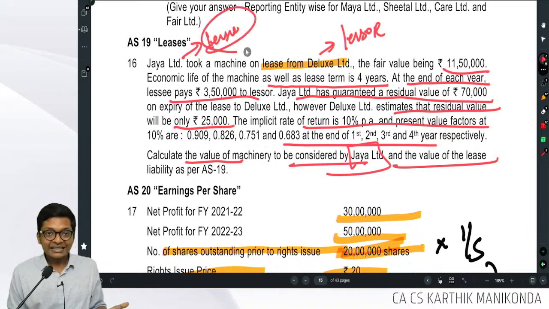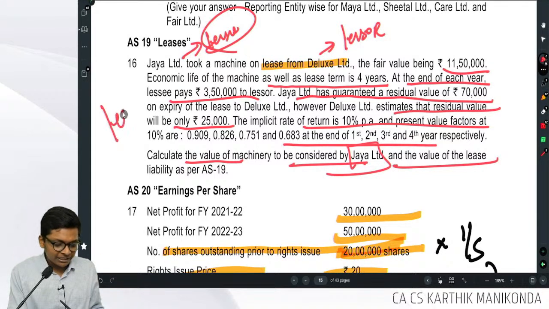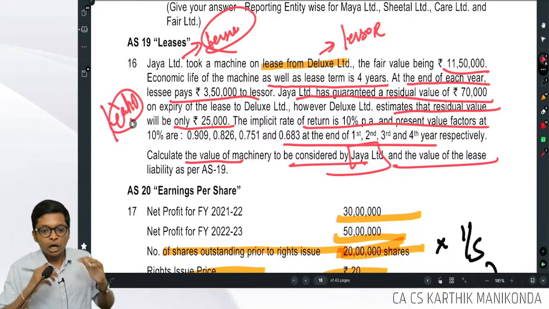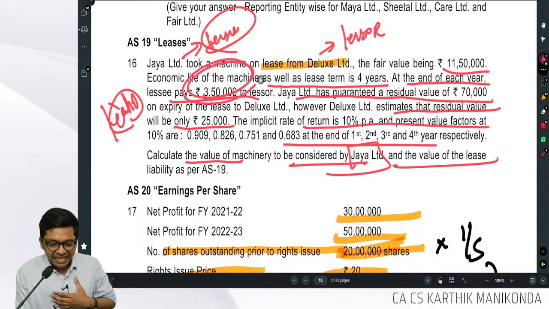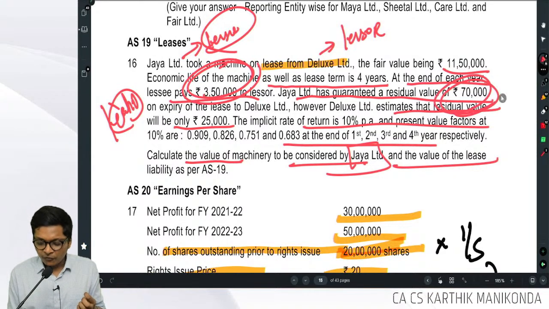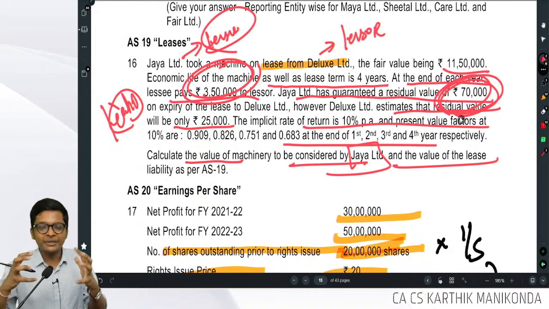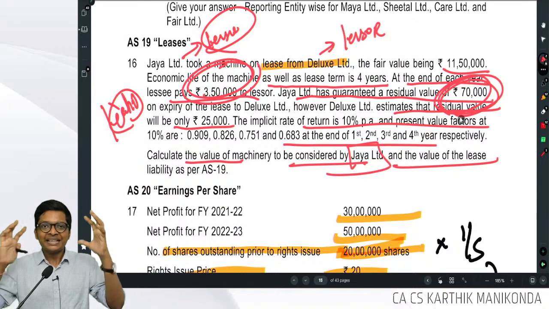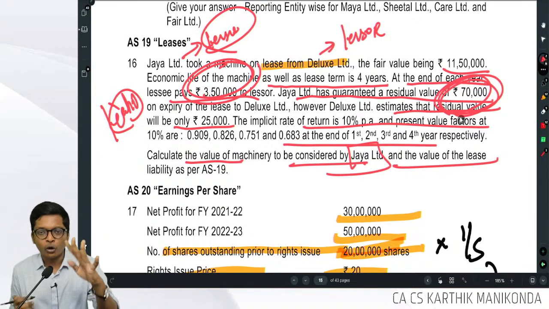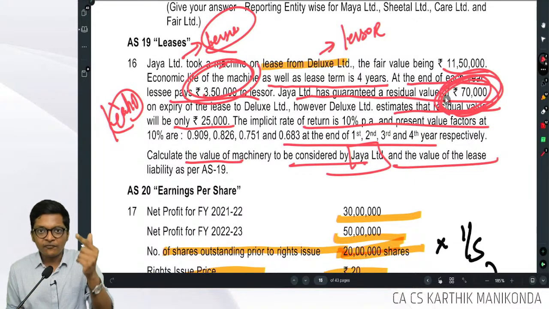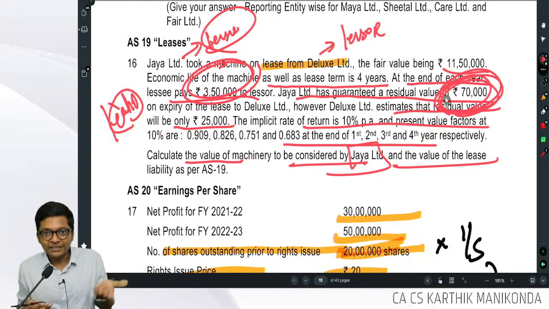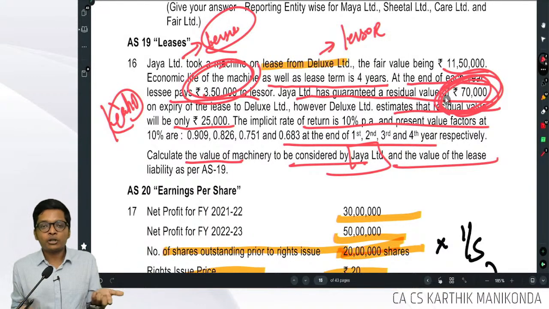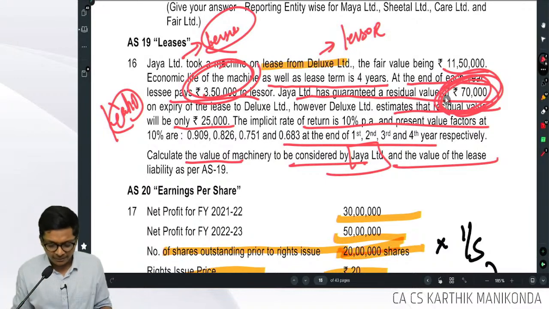Who is JR? Lessee. So in the lessee's books, I have to recognize a liability of what I am going to pay. What I am going to pay is 3,50,000 each year for 4 years, plus in the 4th year I will pay 70,000. Let me put it in simple terms: 3,50,000 into 4 plus 70,000 in the 4th year. But this I am going to pay over many years. I want to find the present value of that, because that is the future liability.